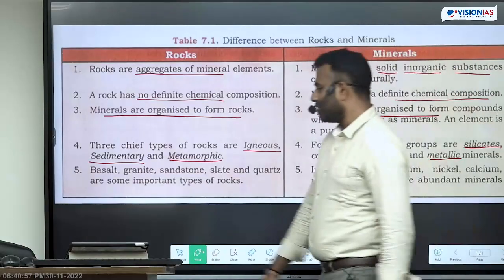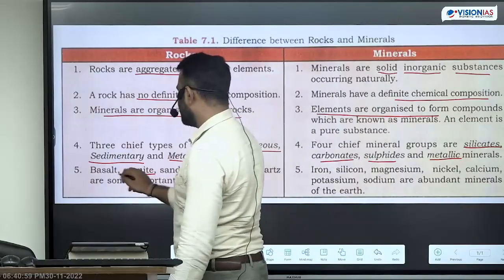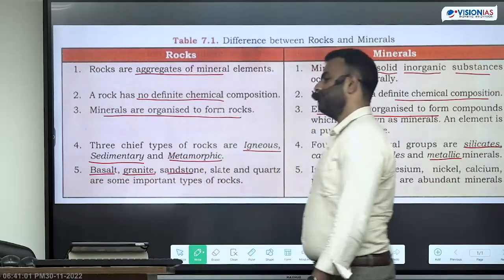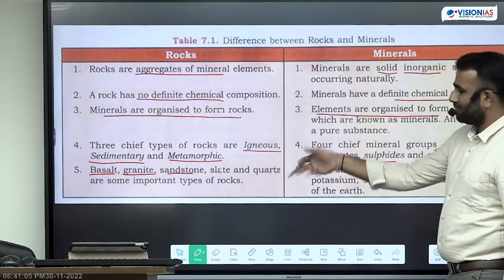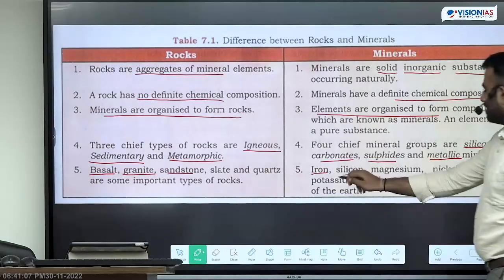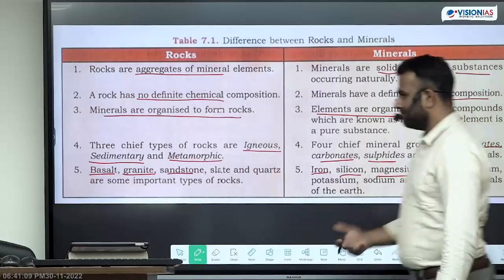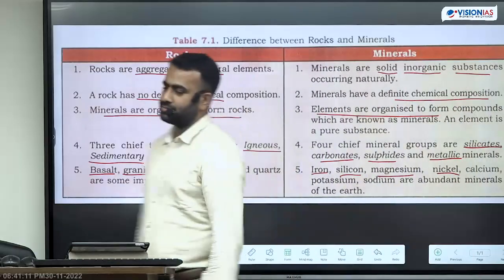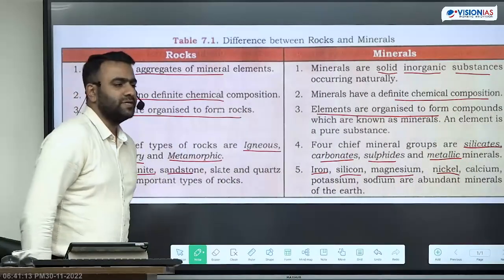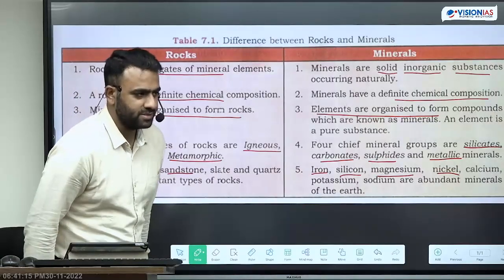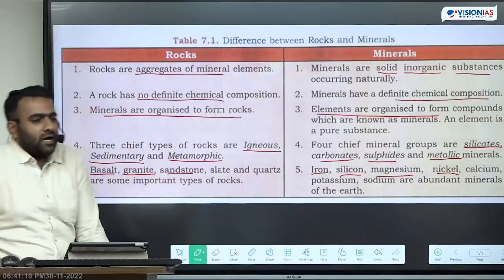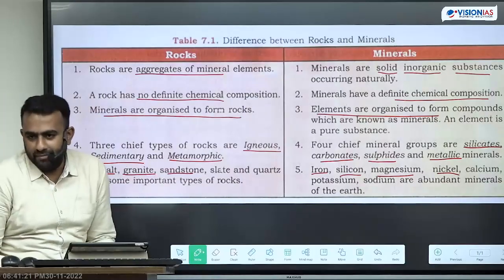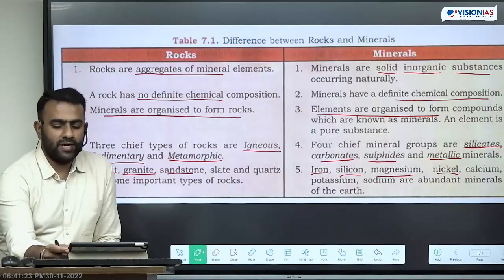Examples of specific rocks: granite is a specific rock, basalt is a rock, sandstone. Example of specific mineral: iron mineral, for example Fe2O3 बताया था, or silicon mineral, magnesium mineral, nickel mineral, the overall mineral compounds. So these are the differences between rocks and minerals. So basically rock is any naturally occurring aggregate of minerals. Okay, write the definition.